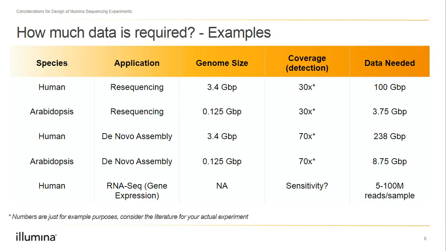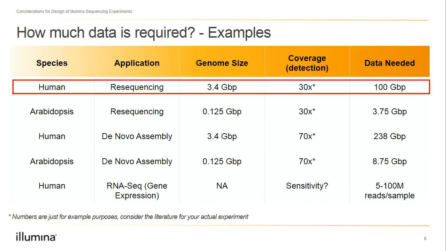To gain more perspective, let's consider the how much data is required question with some rough numbers and examples. Let's first think about a human resequencing experiment. In this case, we're looking at germline variants, so 10 to 30x coverage is acceptable. Let's use 30 for this example. The human genome is about 3.4 gigabases, so if we multiply that by 30x coverage, we'll need approximately 100 gigabases of data.